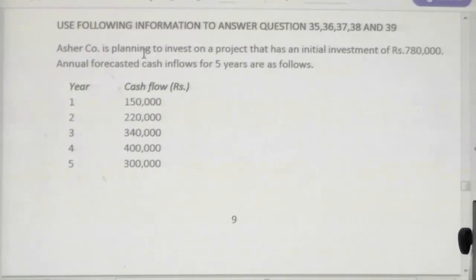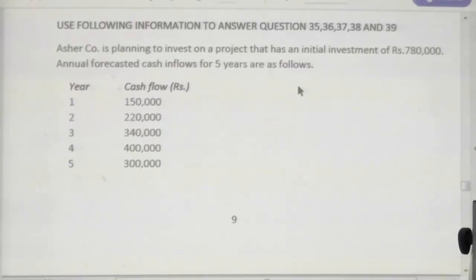Asher company is planning to invest on a project that has initial investment 780,000. Annual forecasted cash inflows for 5 years. These are the 5-year cash inflows. This is the initial outlay. Actually this is a project appraisal. Definitely you will have questions from project appraisal techniques.